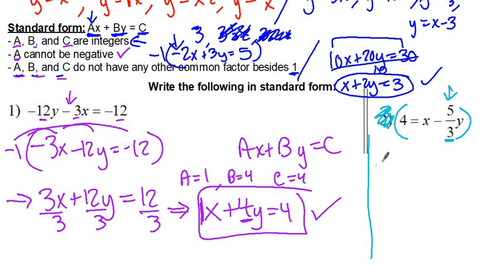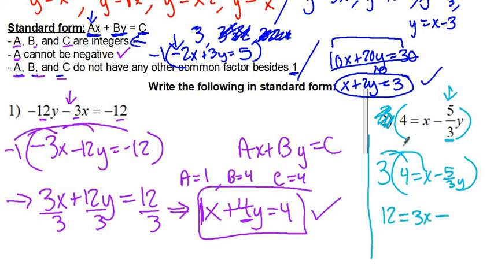So let me rewrite this for a sec. So we're going to do 3 times this thing right here, and let's see what happens. So 3 times 4, that would be 12. 3 times x would be 3x minus, and then 3 times 5/3, this 3 on top and this 3 on the bottom will cancel, and we're just left with minus 5y. So that checks off that condition.